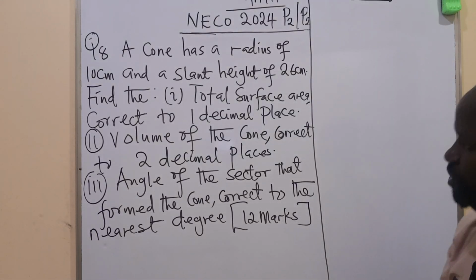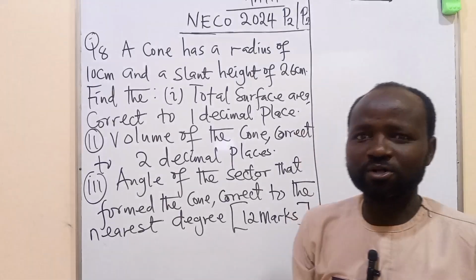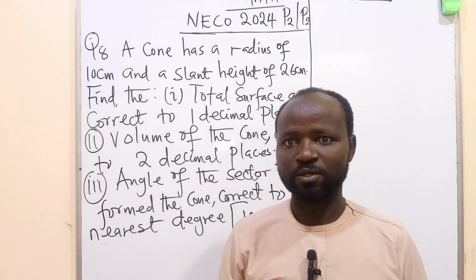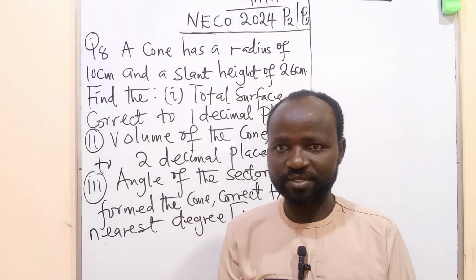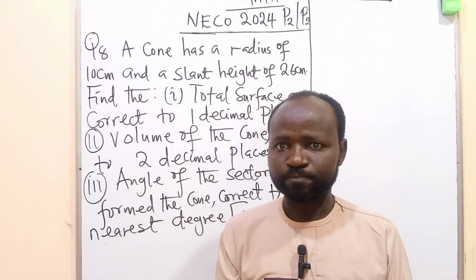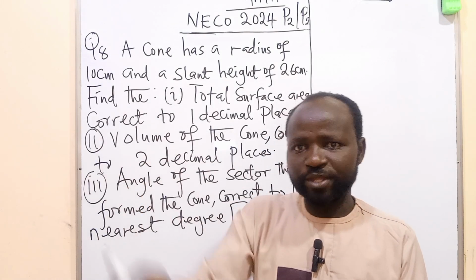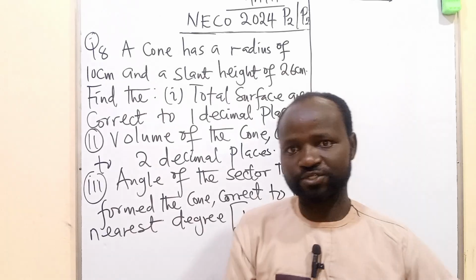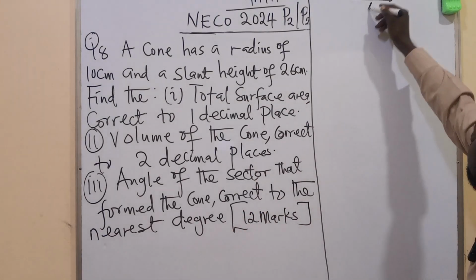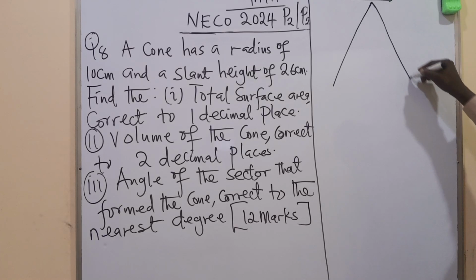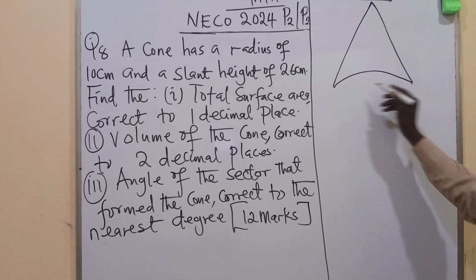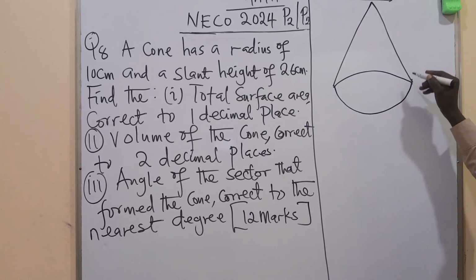For us to solve this problem, we have to recall the relationship between a cone and a sector. When a cone is opened out, a sector is formed. The slant height of the cone becomes the radius of the sector. Okay, so let's draw a cone. Let's say this is our cone here.